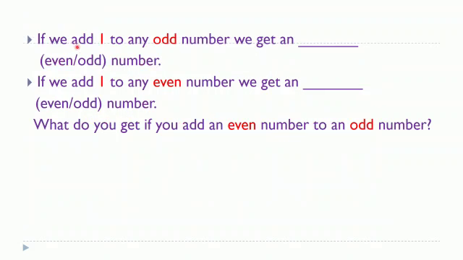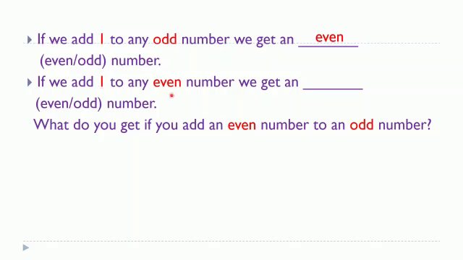Now, if we add 1 to any odd number, we get an dash number. So, just take one example. Suppose we have to take an odd number. So, suppose I am taking 5. So, 5 plus 1 is 6. So, that is an even number. If I take 3, 3 plus 1 is 4. That is also an even number. So, when we add 1 to any odd number, we get an even number.